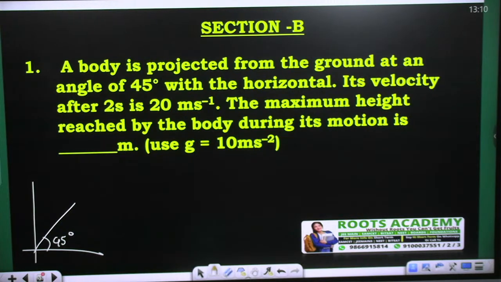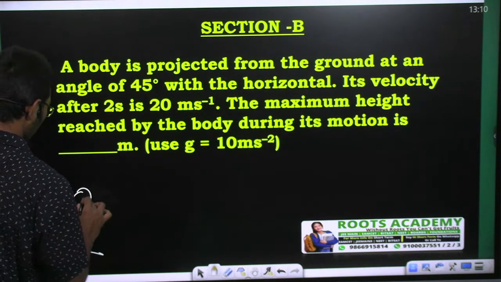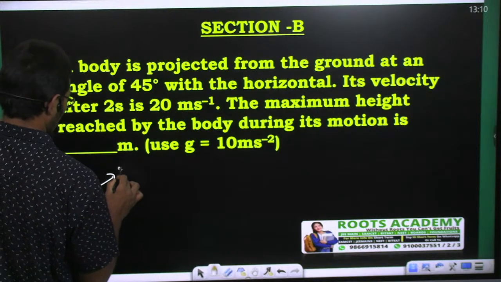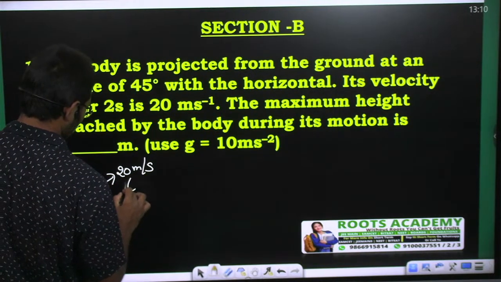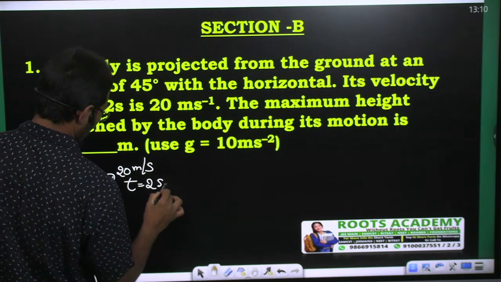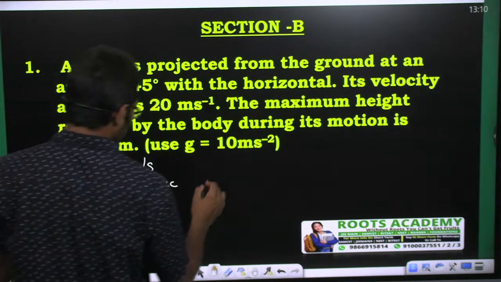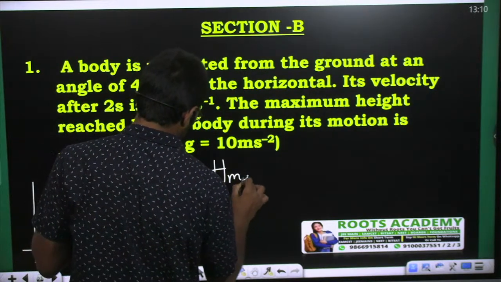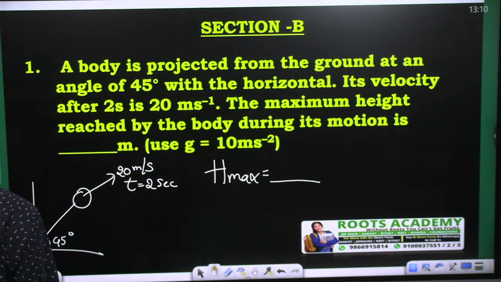A body is projected from the ground at an angle of 45 degrees with the horizontal. Its velocity after 2 seconds is 20 meters per second. The maximum height reached by the body during the motion is dash, h max. So how do you solve it?